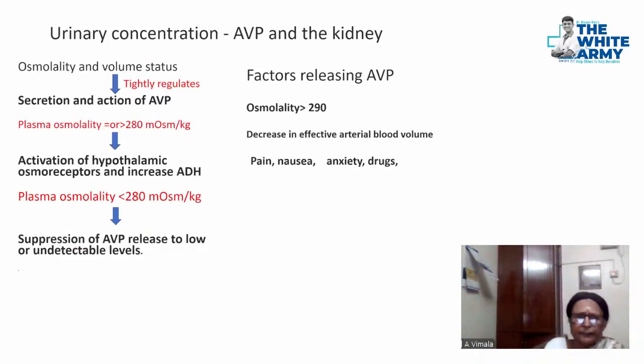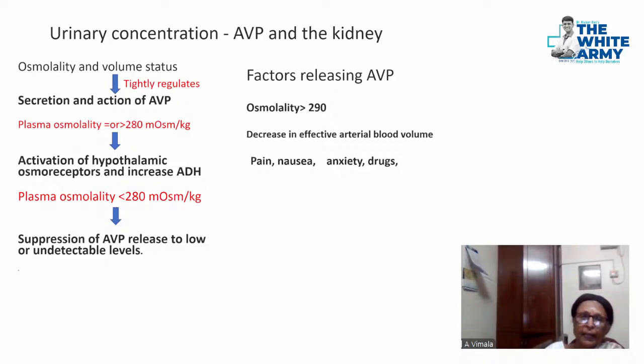Now, what is the second mechanism? The first and the most effective mechanism is thirst. So if somebody's thirst mechanism is intact and water is accessible, whatever happens, hypernatremia will not develop. The second mechanism is by the kidney and the arginine vasopressin.